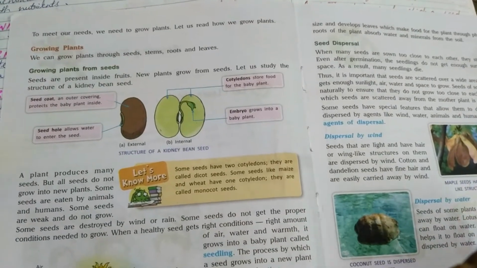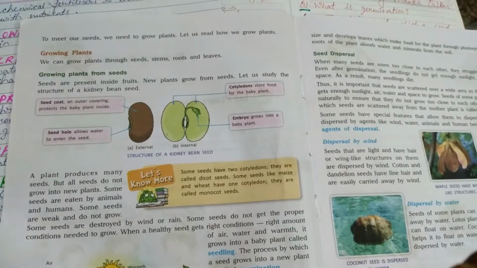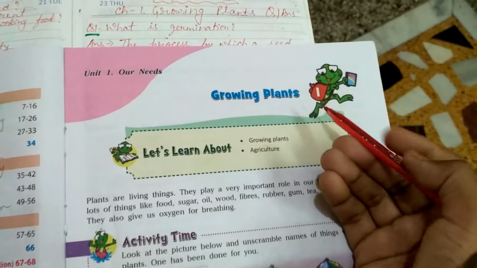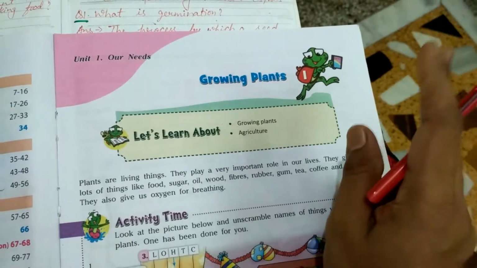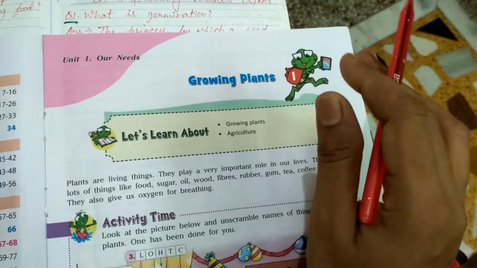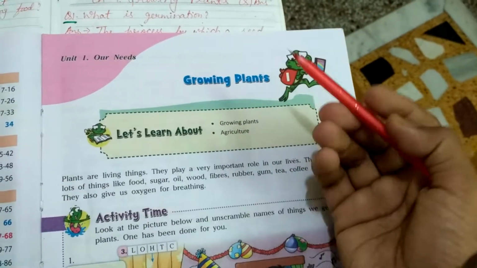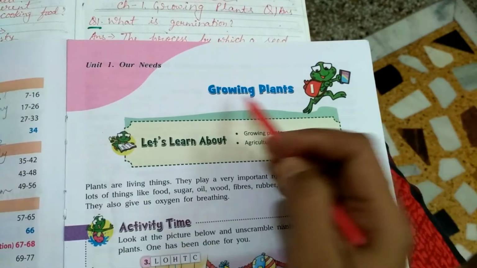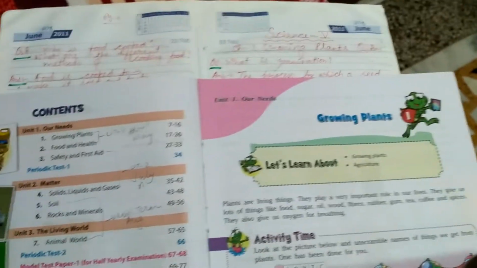Kids, in this session of the video, I am going to tell you what diagram work you have to do in your topic 1, that is about growing plants. Two chapters are coming in your UT1. Questions, diagrams, whatever the things, will be coming from two topics. The first topic is growing plants, that is in unit 1, our needs, and the second topic is about food and health.